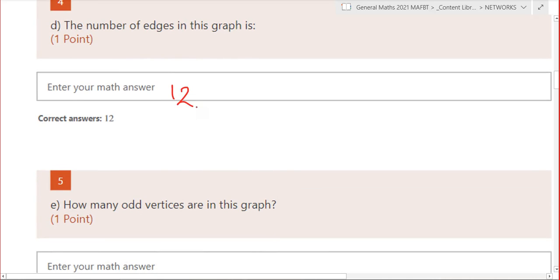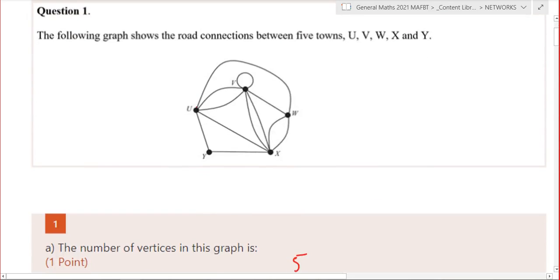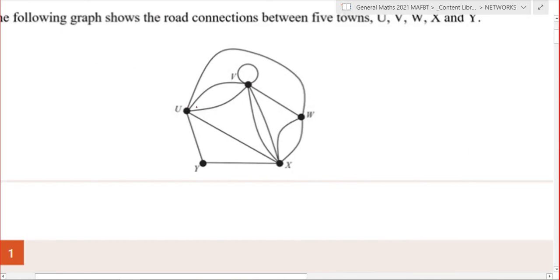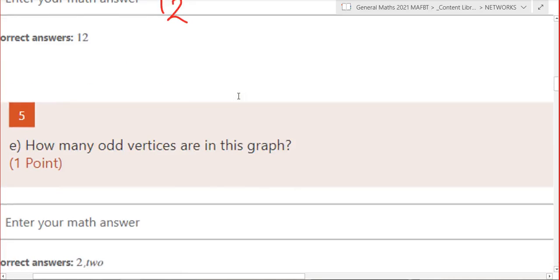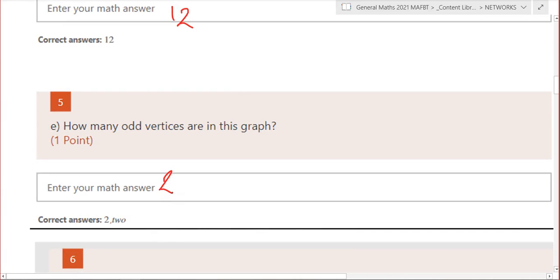And how many odd vertices are in this graph? Odd vertices means you look at the vertices and how many lines connect to them. Y has 2, U has 5, V has 7, W has 4, and X has 6. So you've only got 2 odd vertices. Easy.